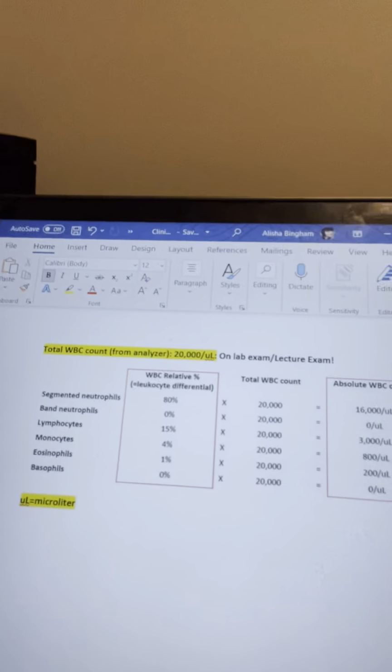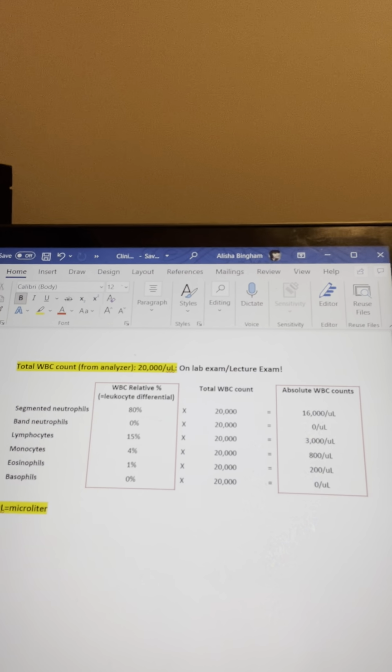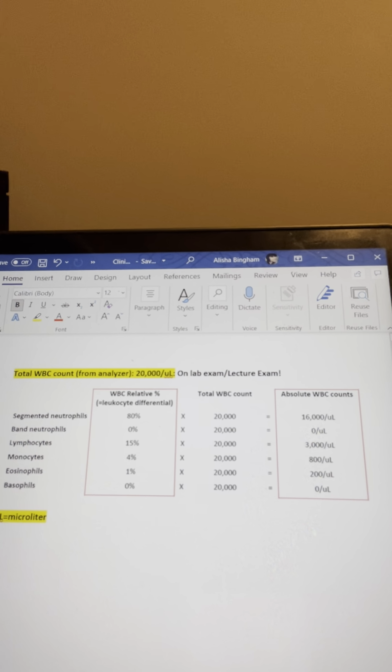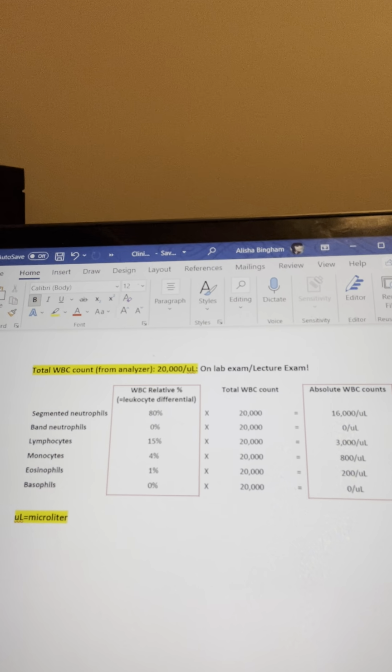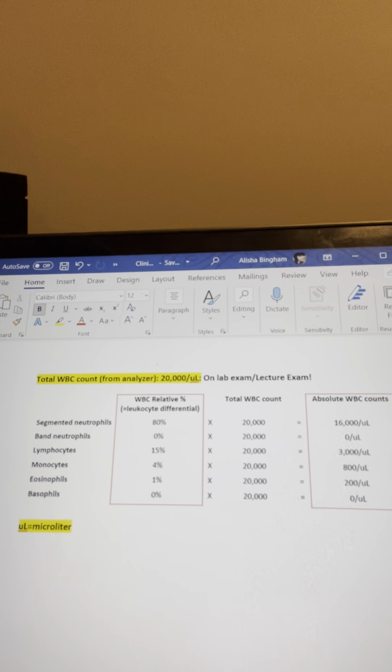So here he gave us another example. Total white blood cell count from an analyzer. So this is what he gave us. We got the relative percentages, but again, you would times that by whatever number they give you. Here we got 20,000 per microliter, so we would then times it by 20,000 in order to get the absolute white blood cell count.